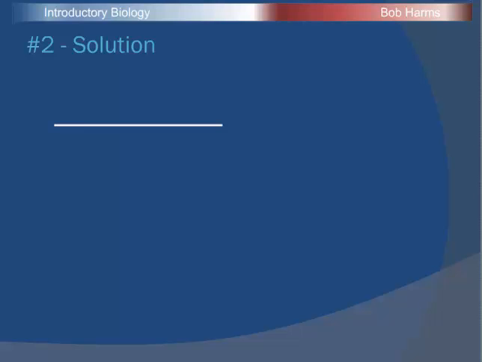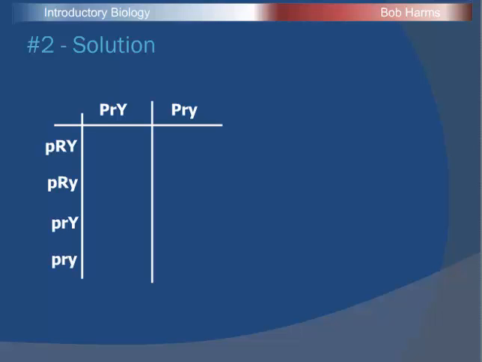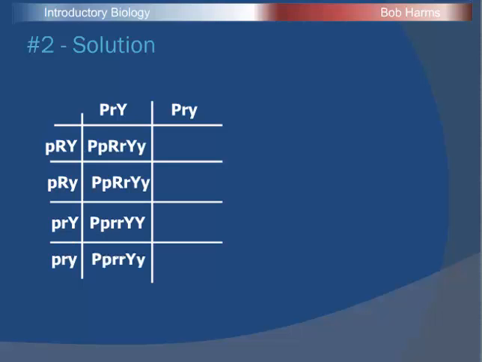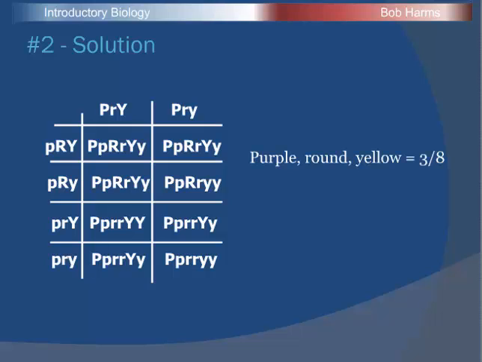The first parent has only 2 gametes, so we'll list those across the top. The other parent has 4 different gametes it's going to make. All the gametes are going to get little p, but then we're going to see the 4 different options we saw on our dihybrid cross with the R's and the Y's. And so in this case, there's going to be 8 options we might see with the offspring. 3 of those 8 are going to be purple, round, and yellow. So they're going to have 1 big P, 1 big R, and 1 big Y. 1 out of 8 are going to be purple, round, and green. So a big P, a big R, and 2 little Y's.